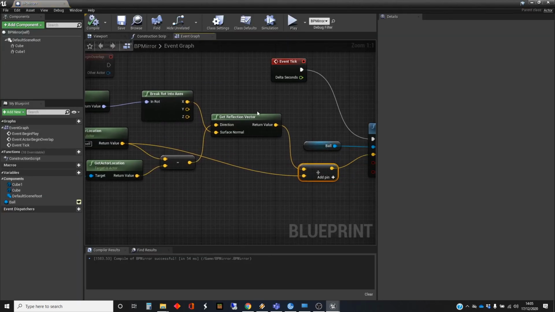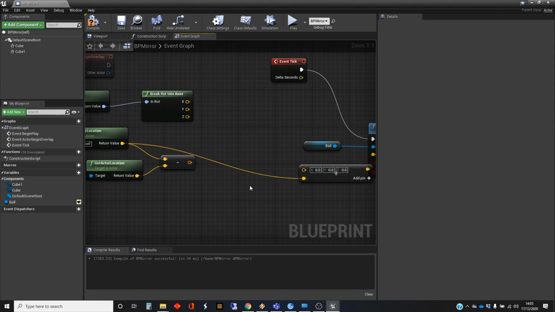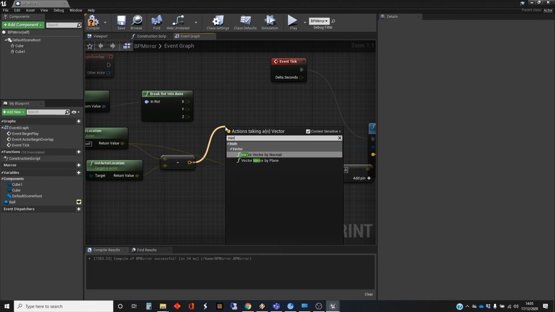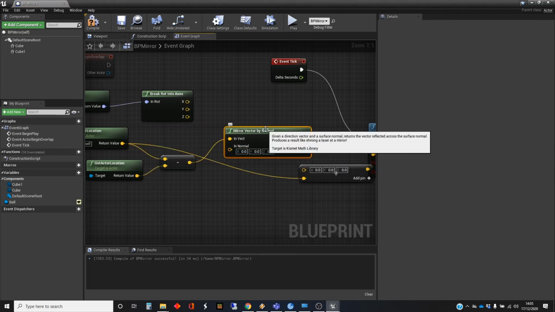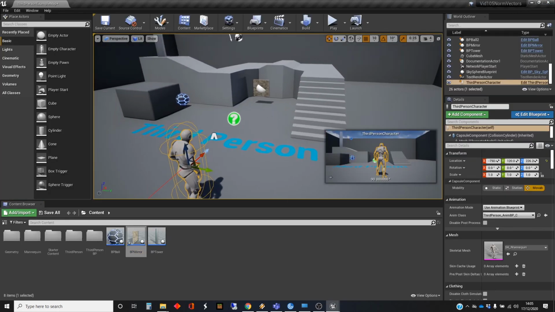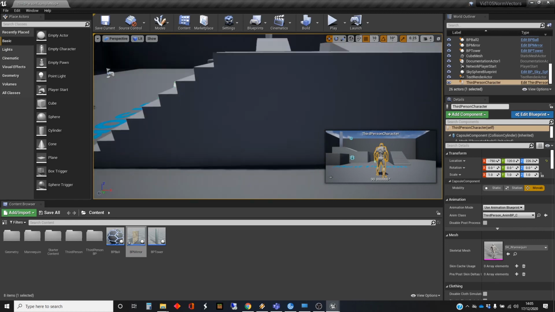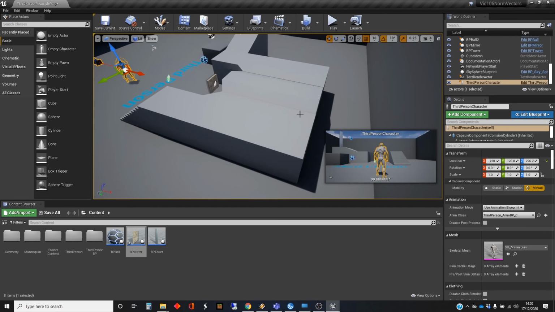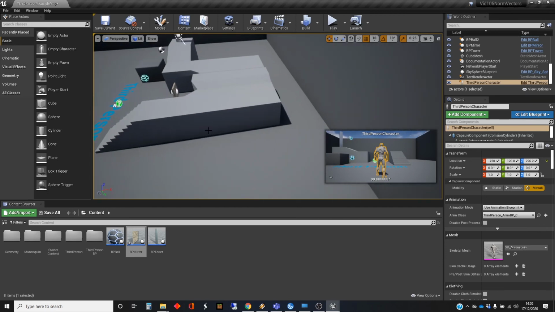And instead of using this get reflection vector, we're going to use mirror vector by normal. Okay. So what this gives us as an output vector is effectively the mirror image, as if the surface were a mirror and we were looking at the reflection in the mirror. So in this case, it will be behind. Let's show this as I'm here. Here the ball will be behind the mirror over here, actually inside this block here. As the player moves this way, it will move this way.